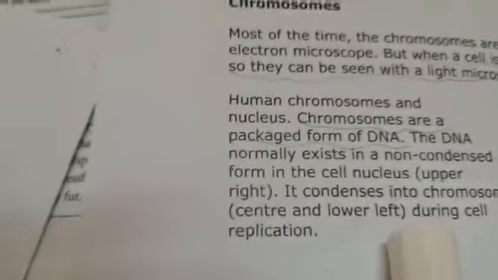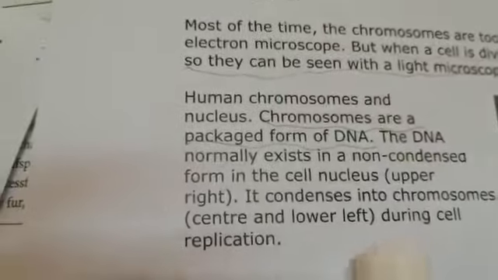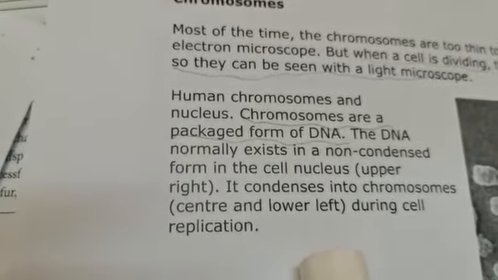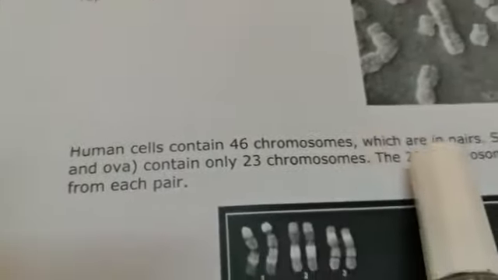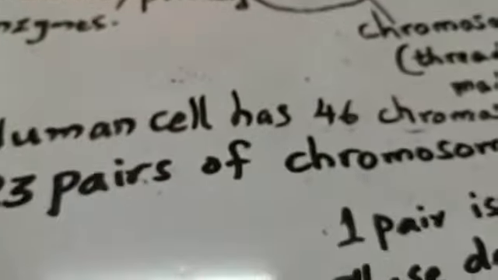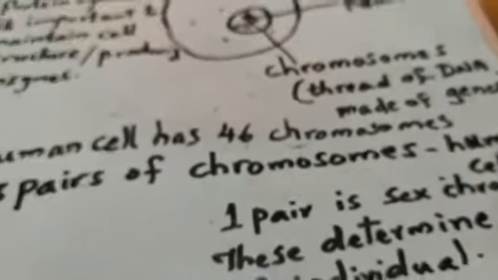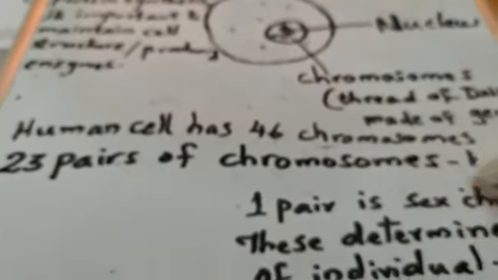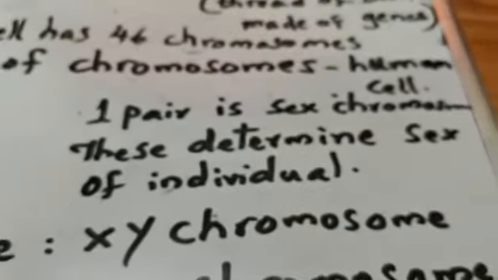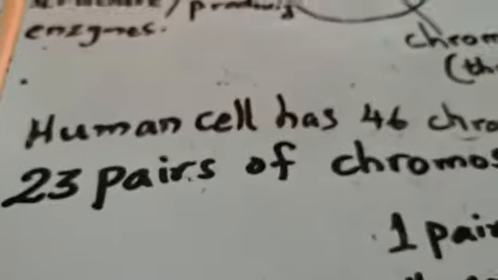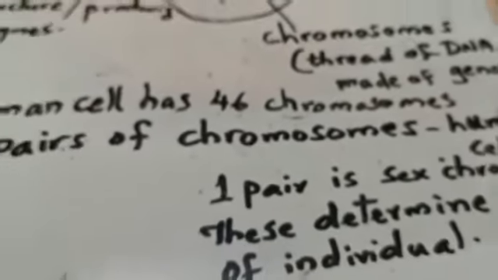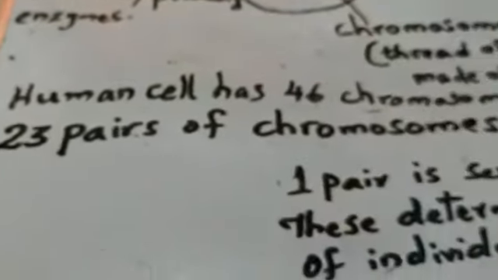Chromosomes are a packaged form of DNA. The DNA normally exists in a non-condensed form in the cell nucleus. Human cells contain 46 chromosomes. Always remember that we have 46 chromosomes in the human cell, otherwise you can say 23 pairs of chromosomes in a human cell. One pair is the sex chromosomes. These determine the sex of that individual. So you have 46 chromosomes in our cells, or 23 pairs of chromosomes.